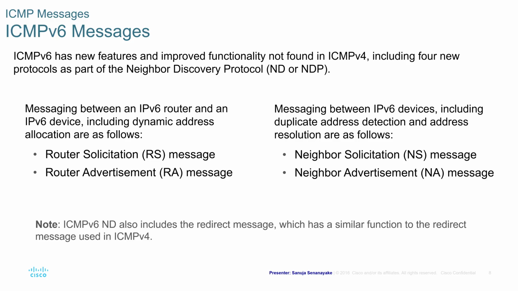Messaging between an IPv6 router and an IPv6 device includes dynamic address allocation, and that is done through router solicitation (RS) messages and router advertisement (RA) messages. Again, we quickly went over this in our previous module as well, and this is part of the IPv6 infrastructure. Messages between IPv6 devices, including duplicate address detection and address resolution, are done through NS and NA, which are neighbor solicitation messages and neighbor advertisement messages. ICMP version 6 Neighbor Discovery also includes the redirect message, which has a similar function to the redirect message used in ICMP version 4. So just remember that.